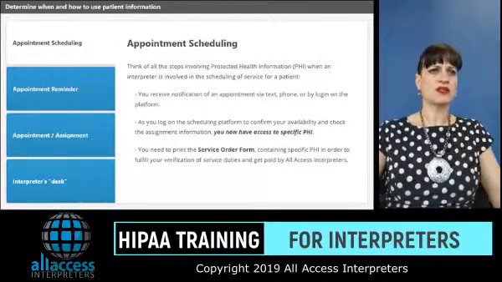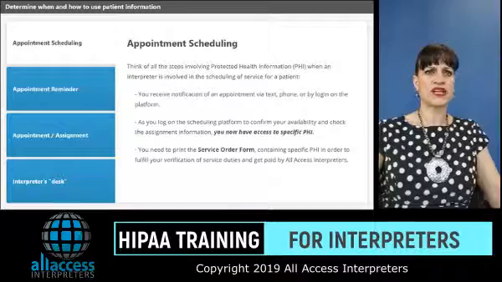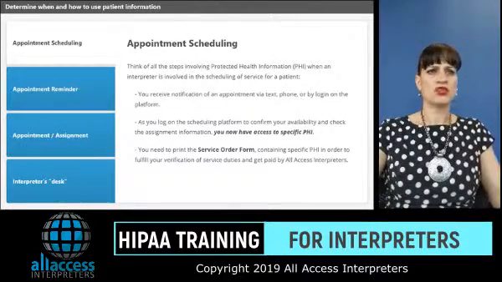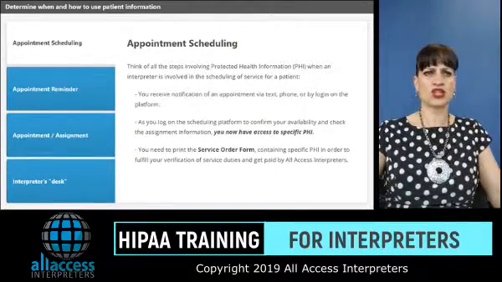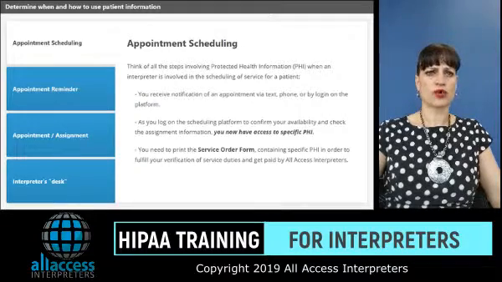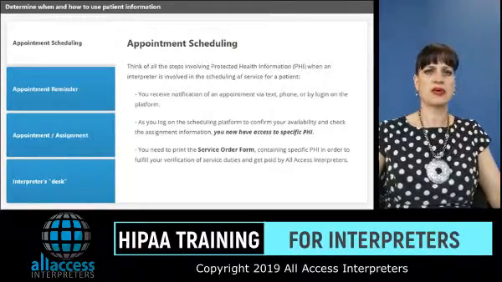Appointment scheduling. Think of all the steps involving protected health information. When an interpreter is involved in the scheduling service for a patient, first you receive notification of an appointment either via text or phone or by logging into the platform. Then as you log into the scheduling platform to confirm your availability and check the assignment information, you now have access to specific PHI. You will need to print your service order form containing specific PHI in order to fulfill your verification of service duties and get paid by All Access Interpreters.